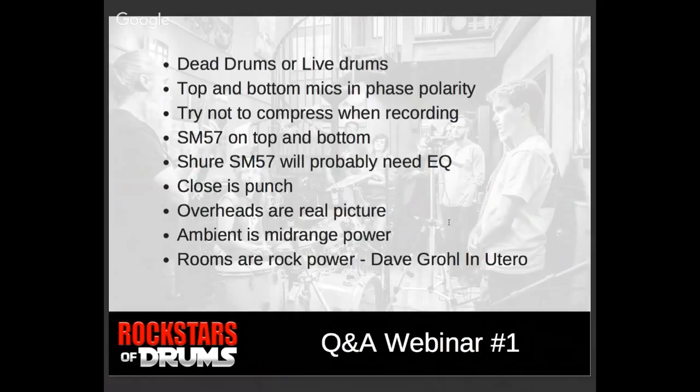So those are times where I'll compress the snare: when it's a quieter song or there's a train shuffle beat going on. Again, for mic choice, you can't go wrong with an SM57 on top and bottom. Those are great choices for rock, for most snare recordings.